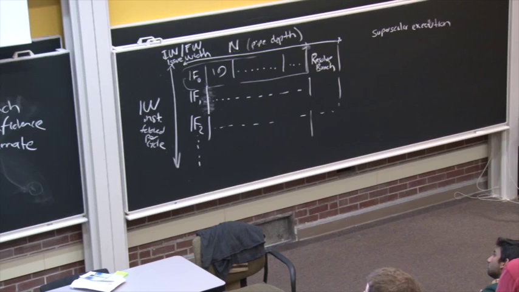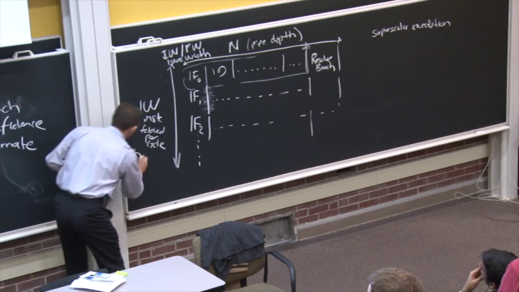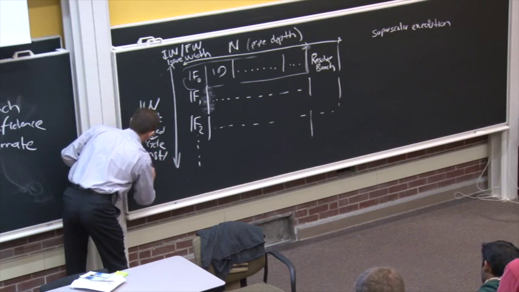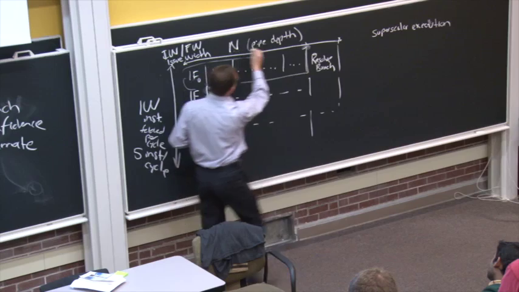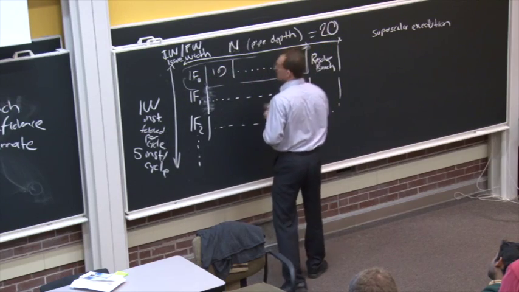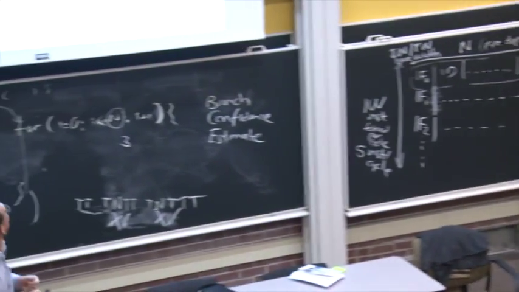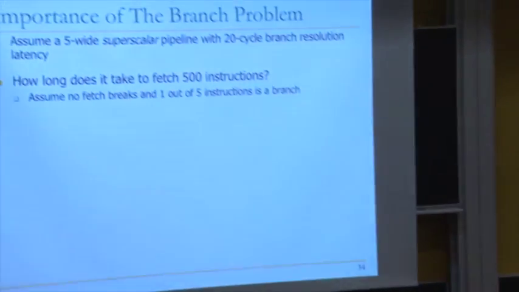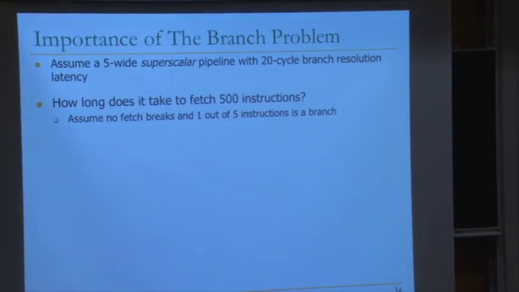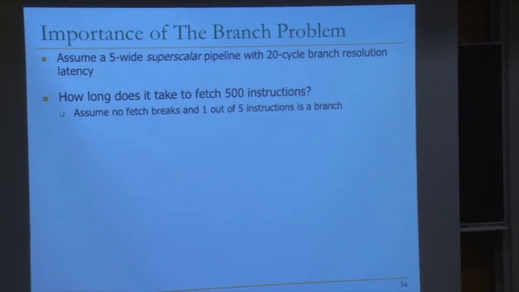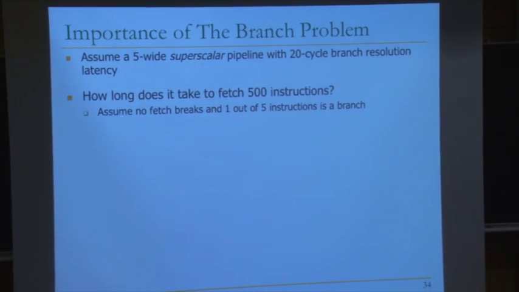So we're going to assume the things that I've told you. A 5-wide superscalar pipeline, so you're basically fetching 5 instructions per cycle, and n is 20, a 20-deep pipeline. Now let's take a look at how long it takes to fetch 500 instructions. Maybe I'll ask you to do some of these calculations. We're going to make some assumptions, of course.